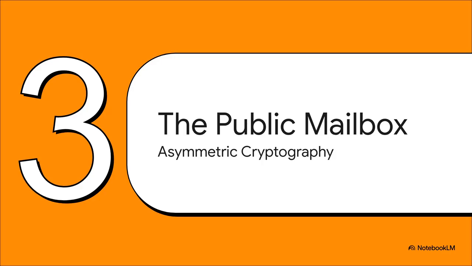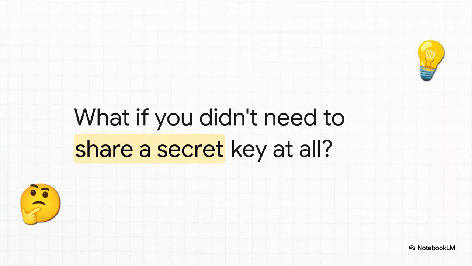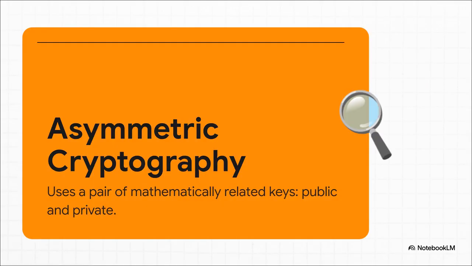So, to solve that problem, cryptographers came up with this incredibly clever and elegant solution, a totally different way of thinking about keys. I like to call it the public mailbox solution. So instead of trying to figure out a clever way to share a secret, this new method asks a completely different question. What if we could build a system where you didn't even need to share a secret key to begin with? And this is the absolute genius of asymmetric cryptography.